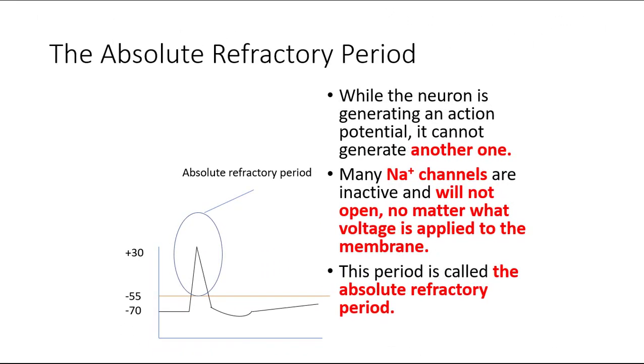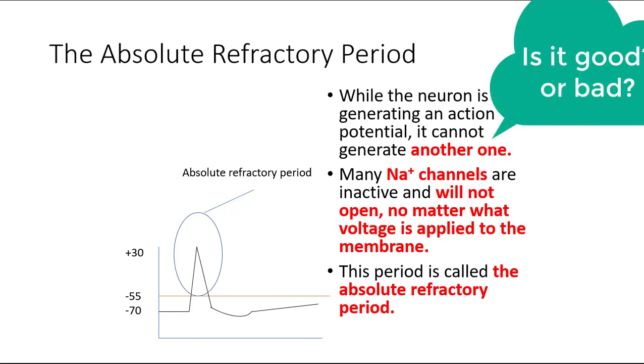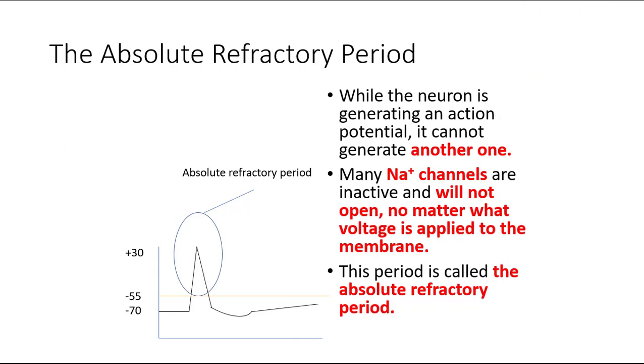While the neuron is generating an action potential, it cannot generate another one. Many sodium channels are inactive and will not open no matter what voltage is applied to the membrane. This period is called the absolute refractory period.